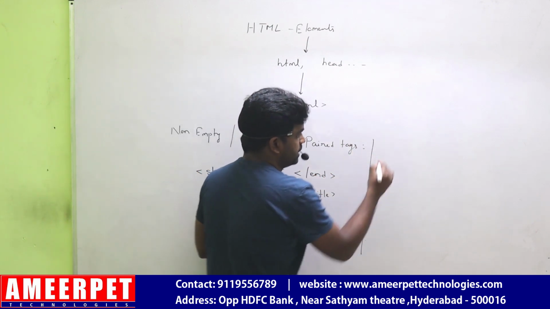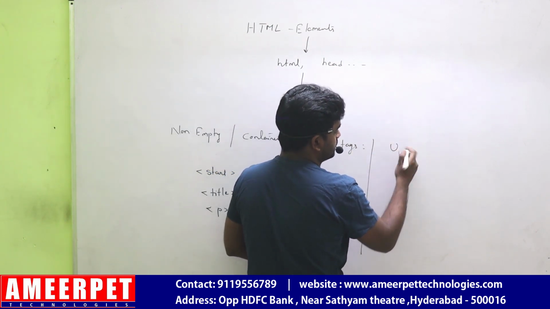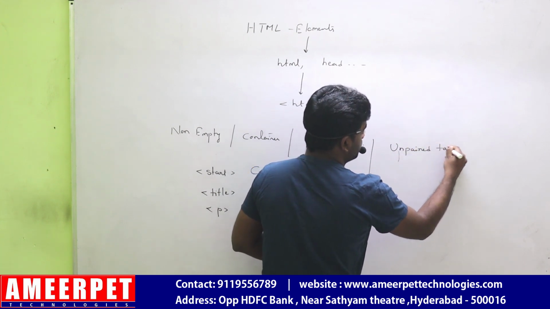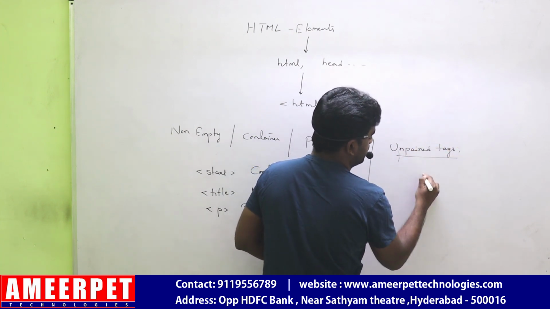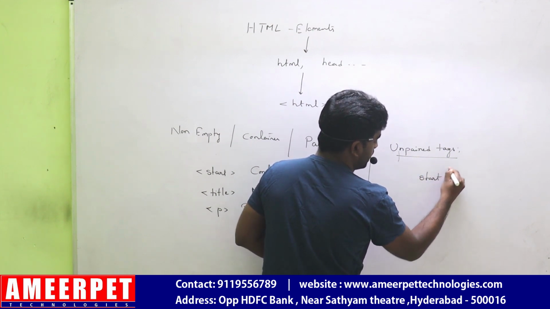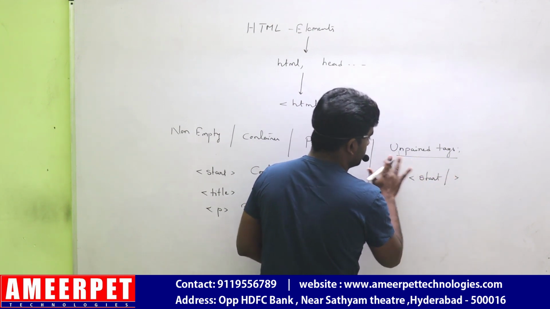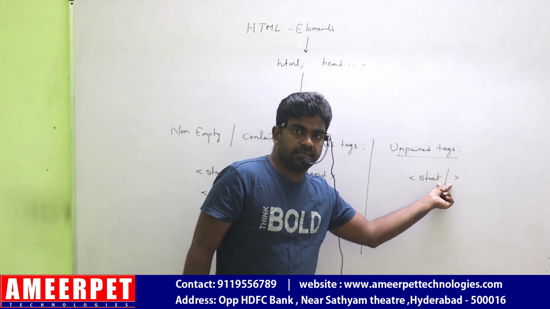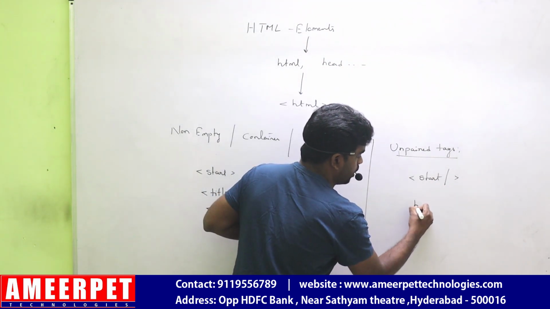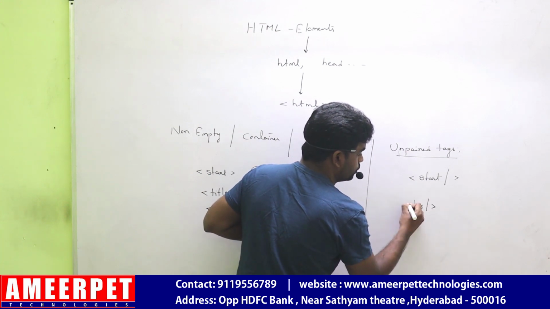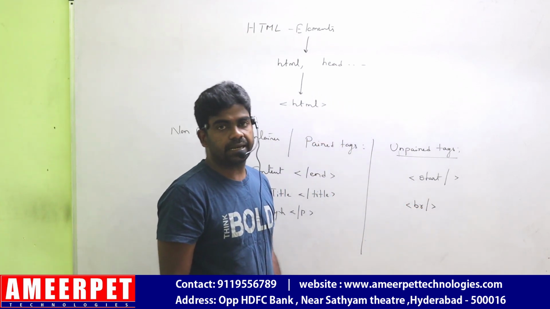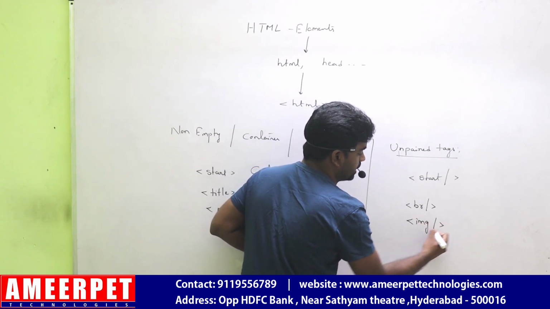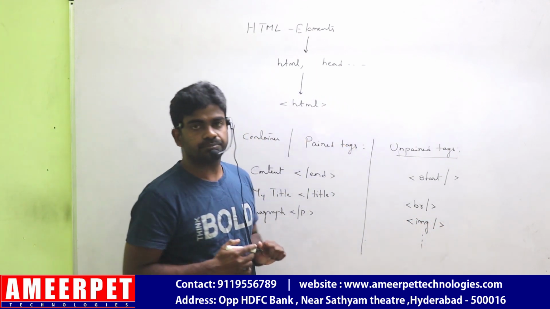The second one is called unpaired tags. Unpaired tags contain only one tag, called the start tag. We end inside the start tag only. Some examples: if you want to break and send the control to the next line, we use a break tag. If you want to display an image, it is an image tag, and there are other tags as well.